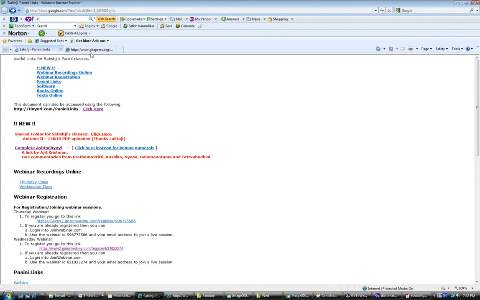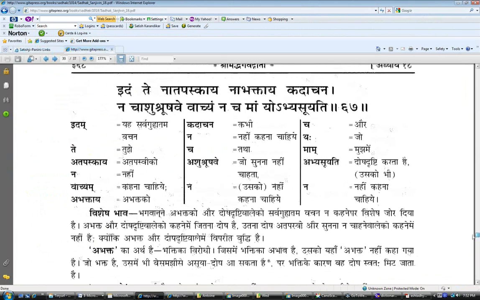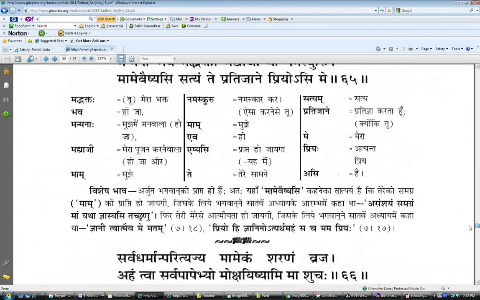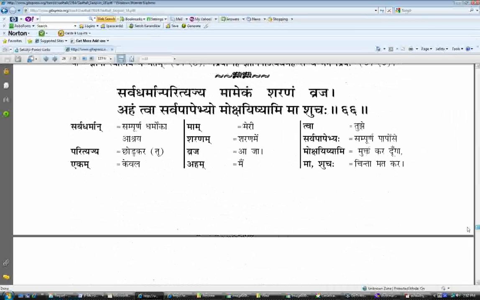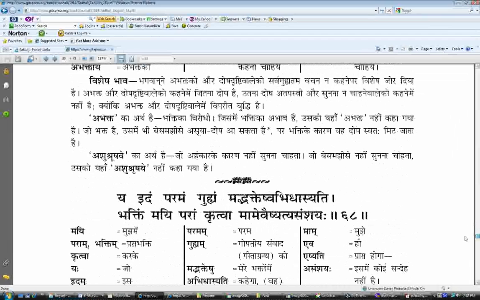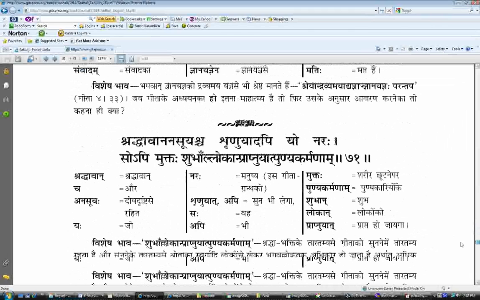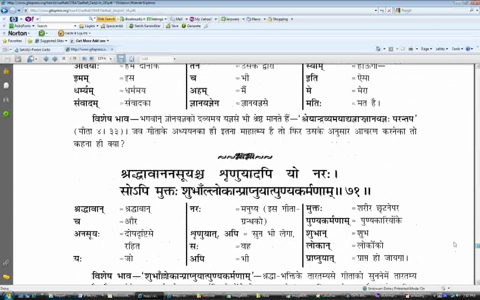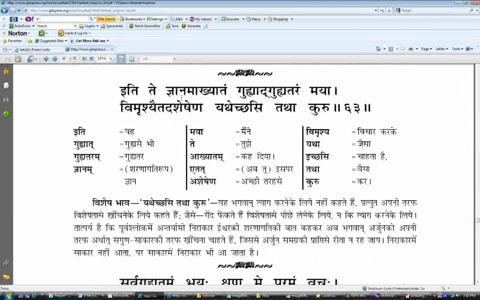Let me see. Iti te jnanam akhyatam guhyat guhyataram maya. The last thing Krishna says is that I told you all the secret knowledge. Now, having reflected, you do what you want. Now it's up to you. Okay, it comes towards the end over here. Iti te jnanam akhyatam guhyat guhyataram maya.